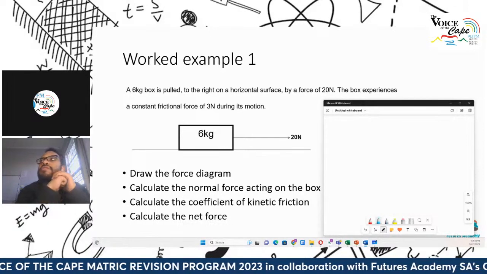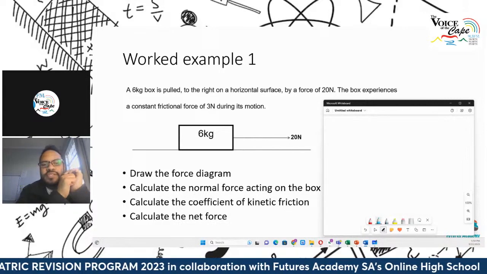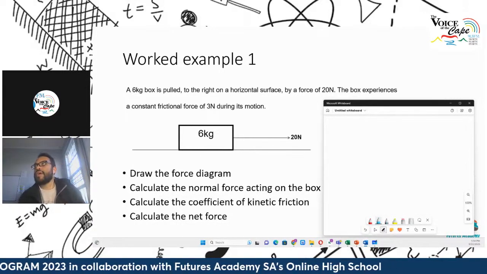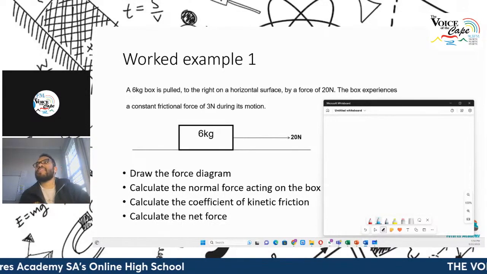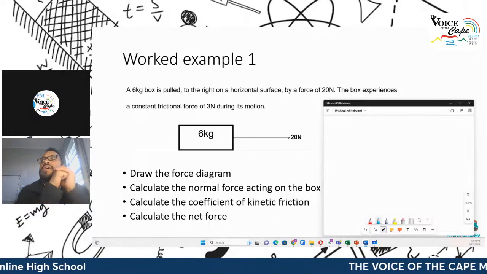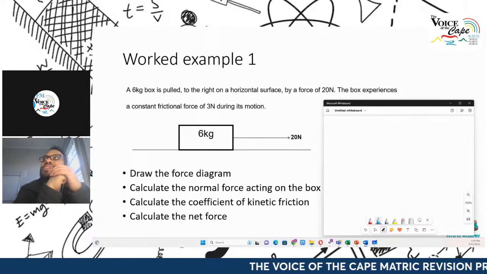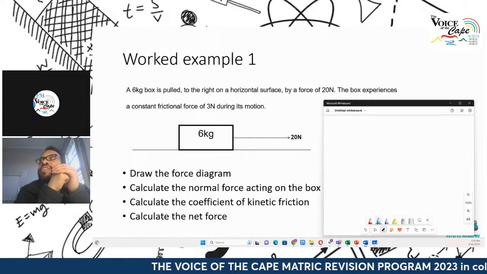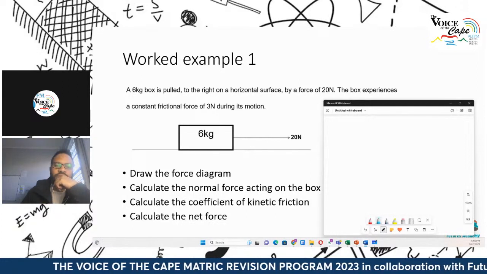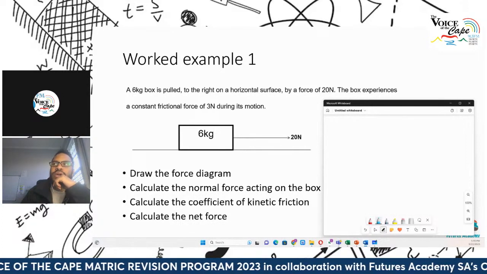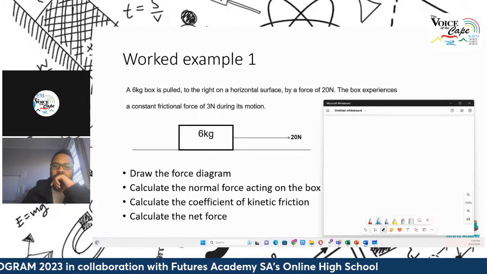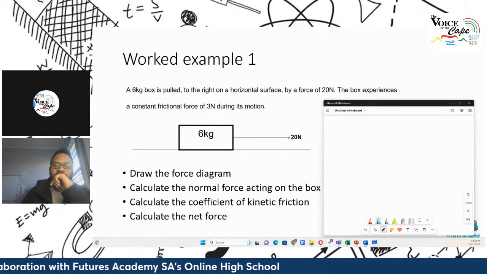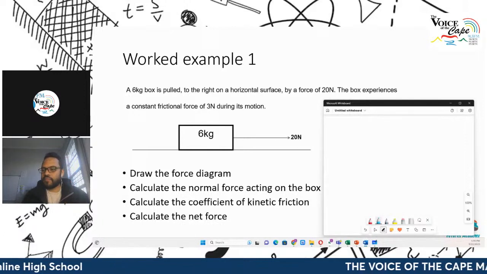A 6 kilogram box is pulled to the right on a horizontal surface by a force of 20 newtons. So we can see that there is an applied force of 20 newtons. It also states that the box experiences a constant frictional force of 3 newtons during its motion. Now, question 1 says draw the free body diagram. Okay, draw the force diagram.